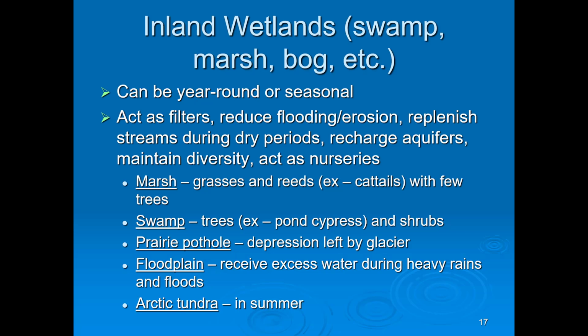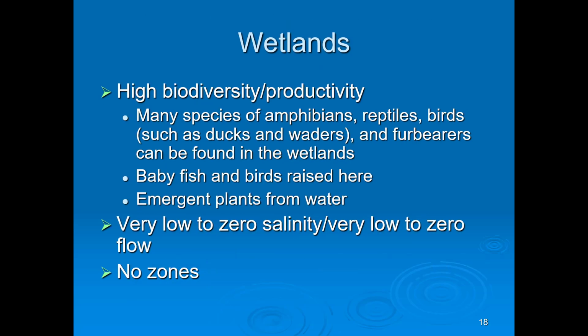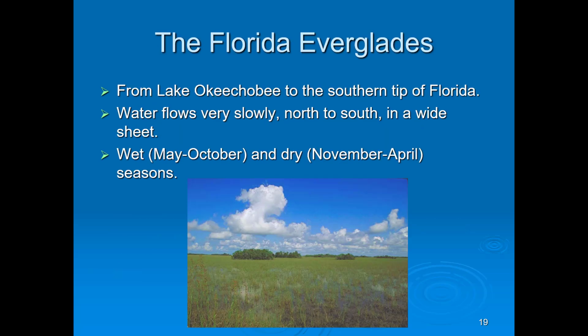Prairie potholes are more common up north. Floodplains, which we saw with rivers, can be considered wetlands. And then the Arctic tundra, it gets so wet it's considered a wetland in the summer. Again, high biodiversity and productivity, tons of different kinds of plants and animals there. Very low to zero salinity, low to zero flow, and no zones.